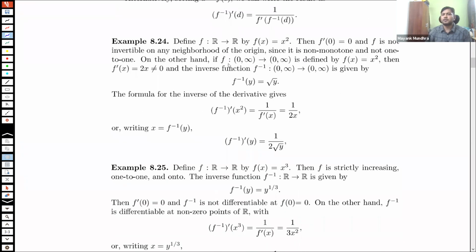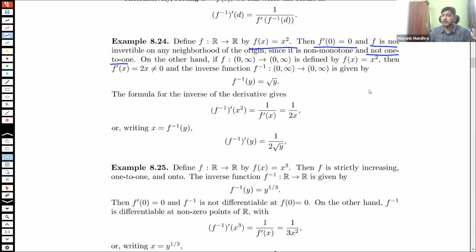Okay, the next example, we have a function f of x equals x square, such that f prime at 0 is equal to 0. Now, f is not invertible on any neighborhood of the origin, since it is not monotone. So it's not one-to-one.